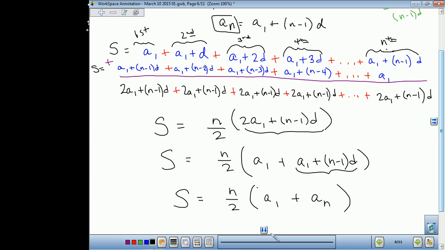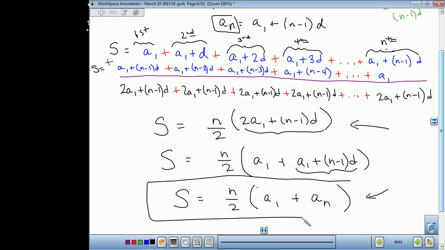Okay, these are basically the two formulas. You don't need to know both of them though. You really just need to know this one, the first and the last. It's almost easiest, because we already know how to find a sub n if we don't already have it. So this is really the only one we need. We would use the explicit formula to find a term inside of it.